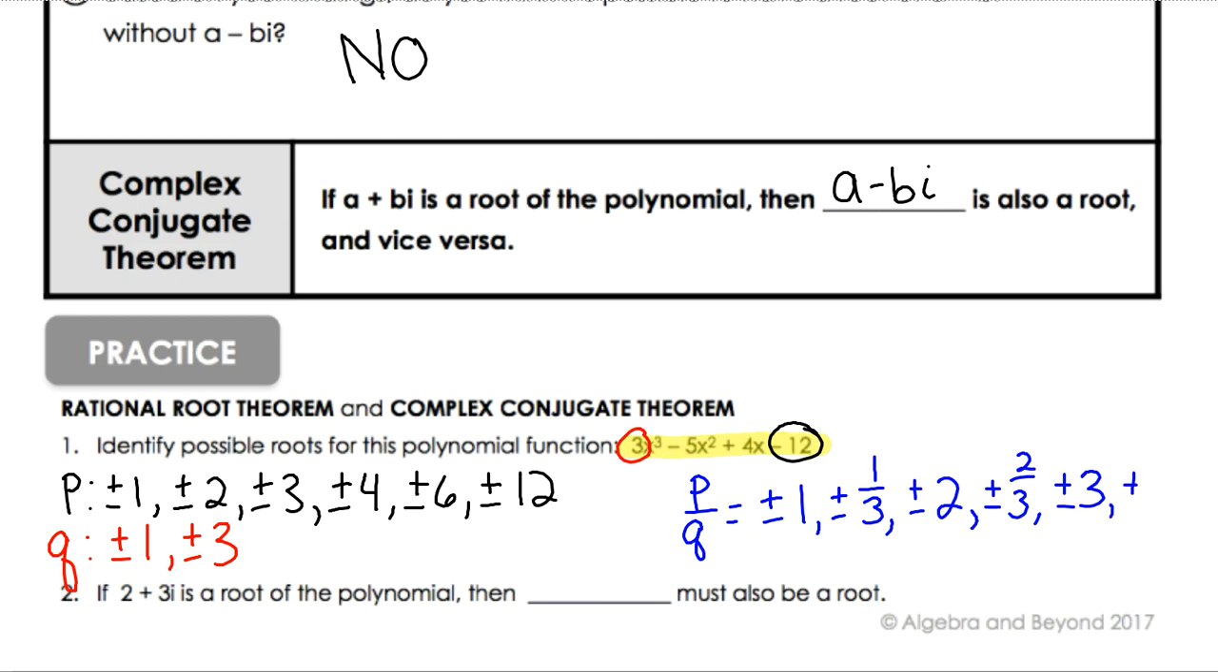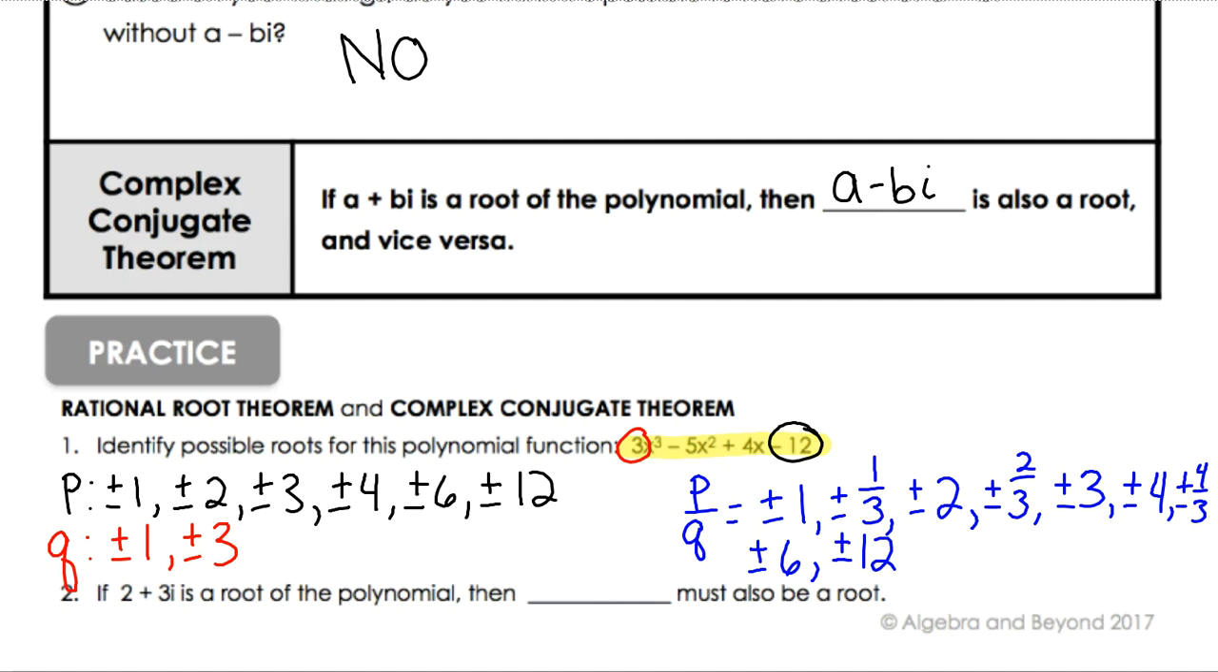Then we do 4, so plus or minus 4 and plus or minus 4/3. Then we take 6, so plus or minus 6. 6 divided by 3 is 2. That one's already written up there. And then the factors of 12. So 12 divided by 1 is 12, and 12 divided by 3 is 4, which is already up there. So those are all the possible rational roots of that polynomial.